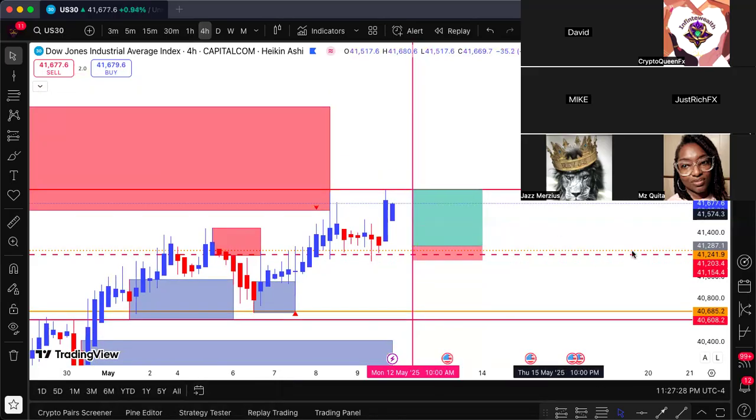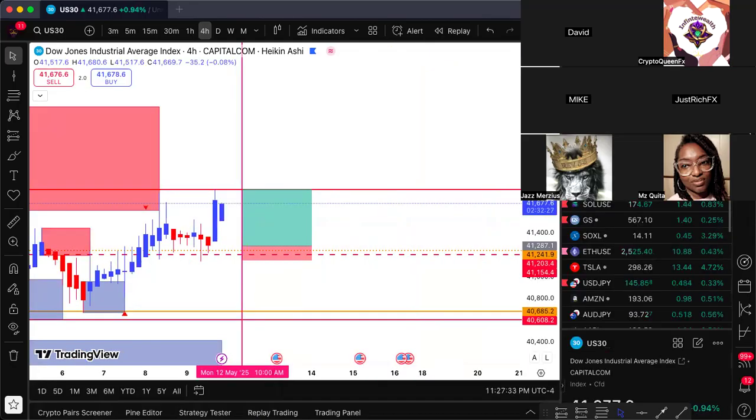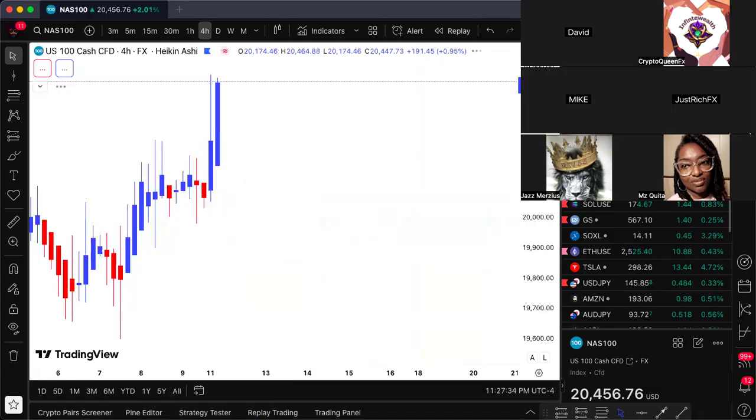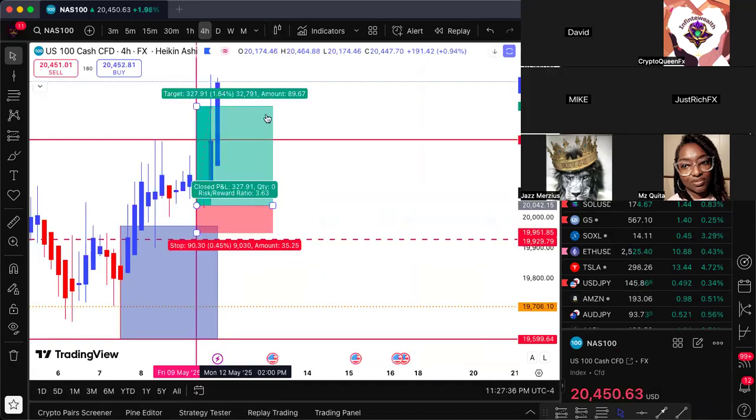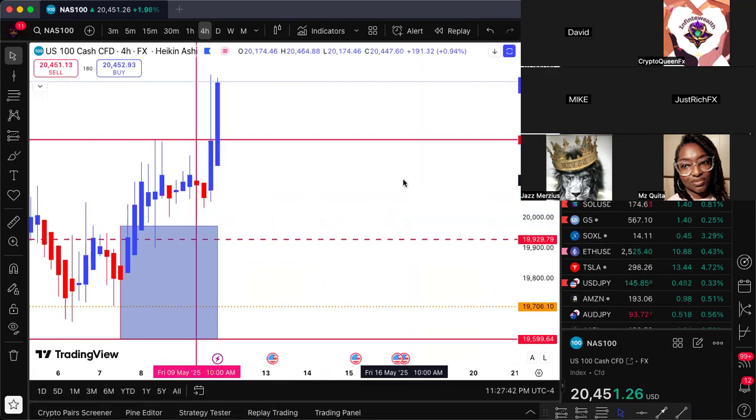Right now we still got 30 buying. We're gonna go and look at Nas. Nas and 30 usually move in the same direction. So when you got 30 buying, you got Nas buying too. This was called out Friday.